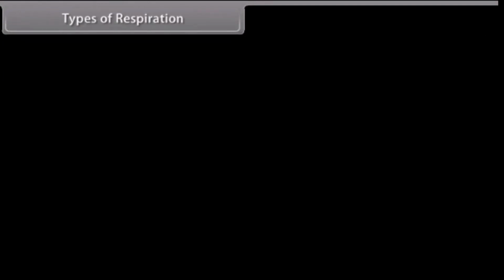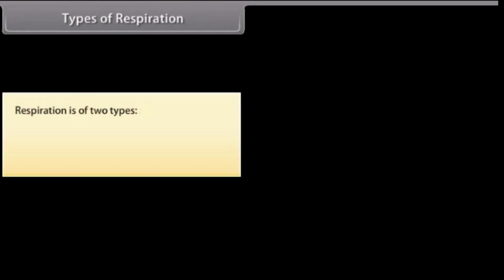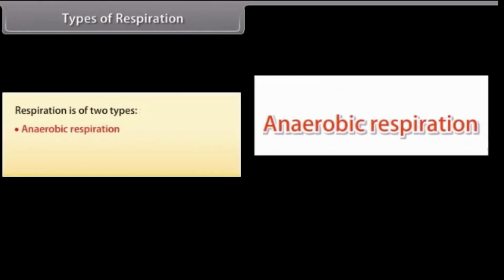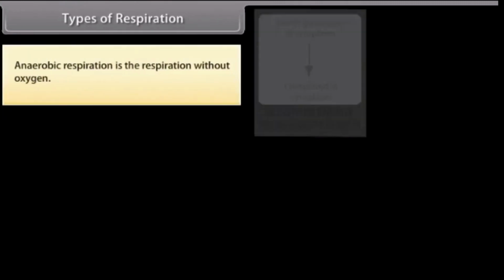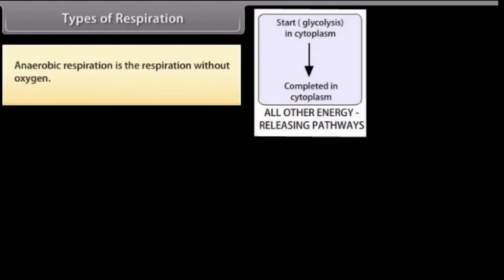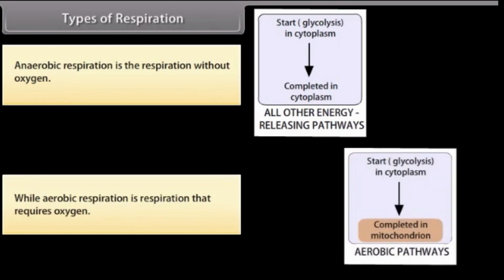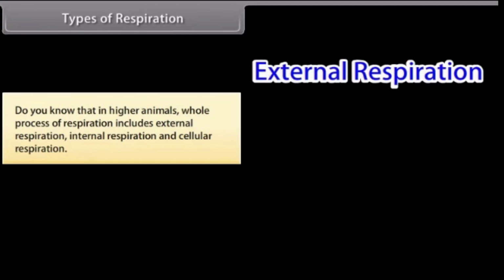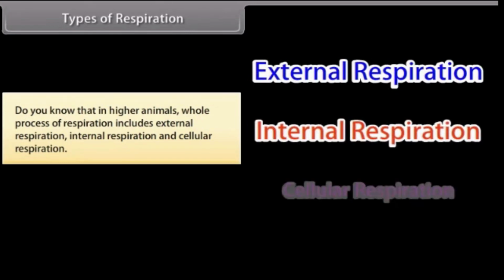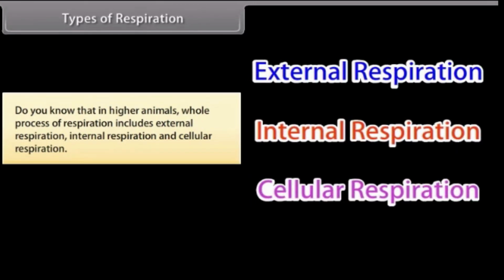Types of respiration. Respiration is of 2 types: anaerobic respiration and aerobic respiration. Anaerobic respiration is the respiration without oxygen, while aerobic respiration is respiration that requires oxygen. Do you know that in higher animals, whole process of respiration includes external respiration, internal respiration, and cellular respiration?